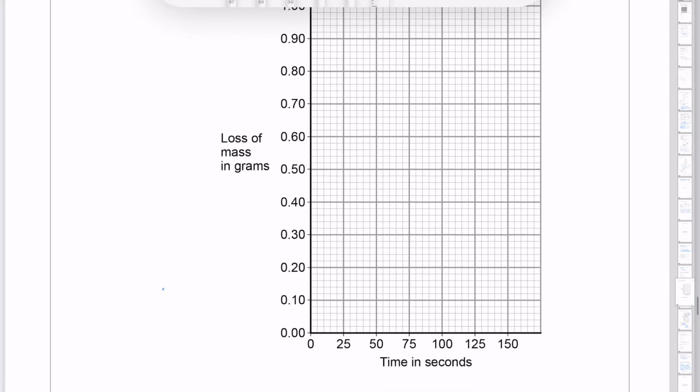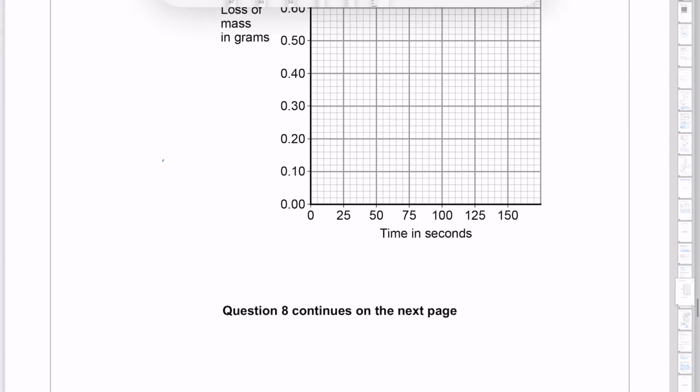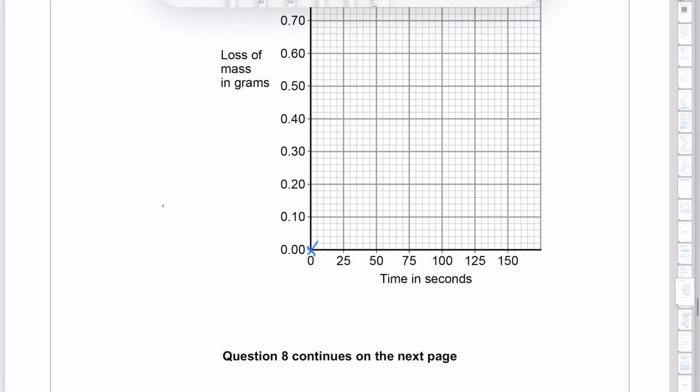And we've got 0 and 0. I like 0 and 0. It's an easy one to plot. Next one is 20 and 0.26. So 20 is there. 0.26 means we plot there. Remember, you go along before you go up.